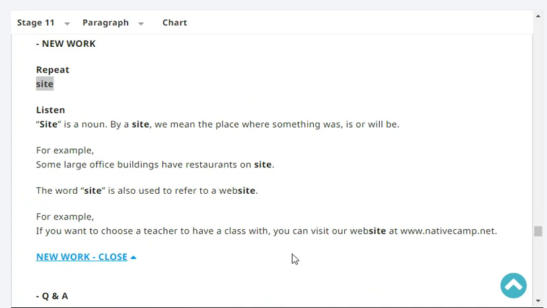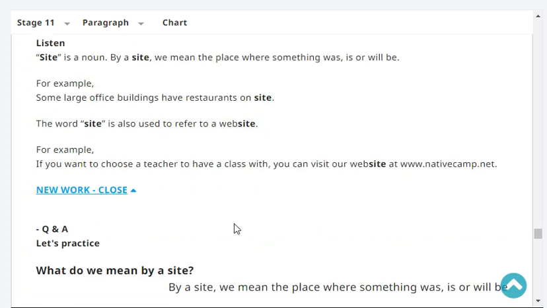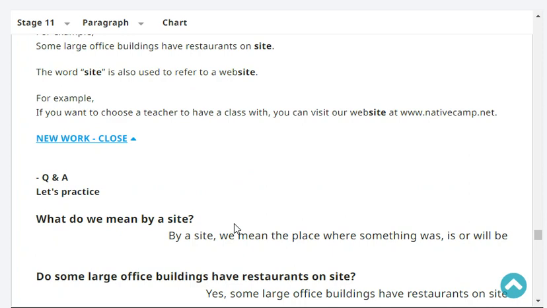The word site is also used to refer to a website. For example, if you want to choose a teacher to have a class with, you can visit our website at www.nativecom.net.